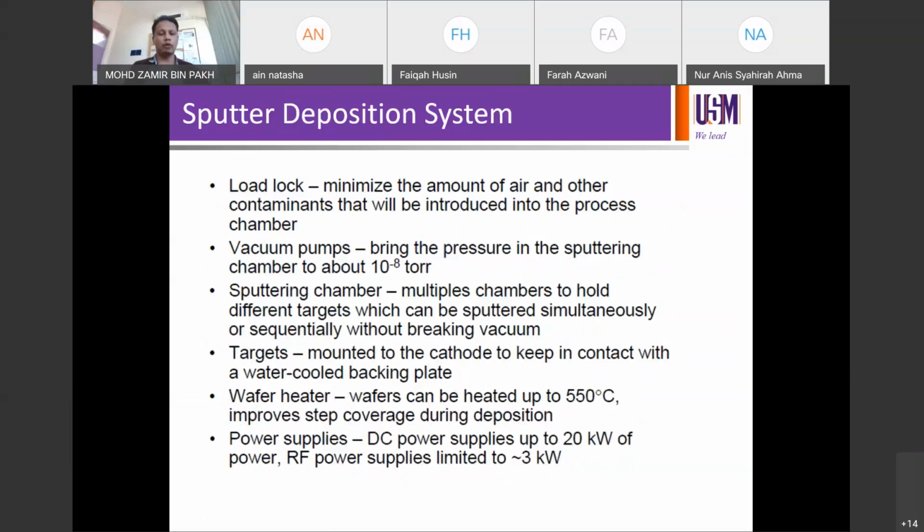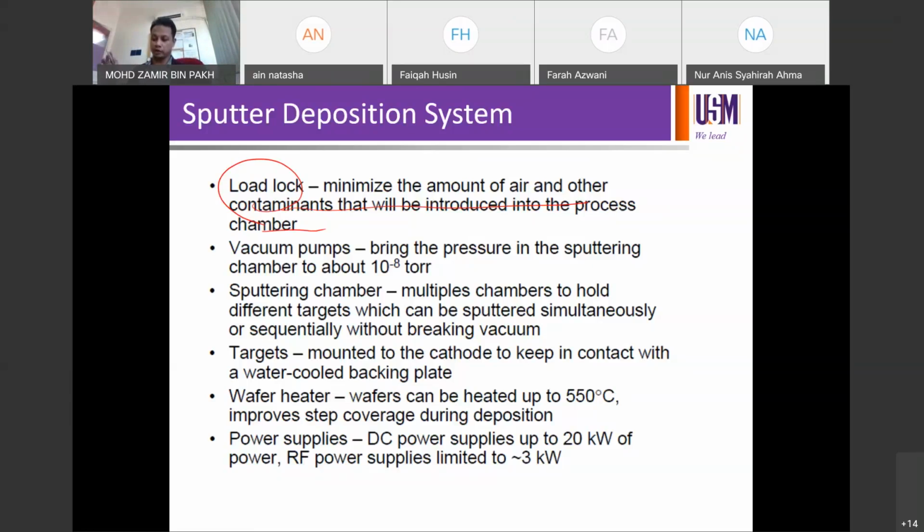We have a load lock. So we already discussed the load lock when we discussed evaporation, right? So minimize the amount of air and other contaminants that will be introduced into the process chamber. Normally the process chamber is isolated from the load lock. We don't want to vent the process chamber from 10^-5 to ambient repeatedly, because that will introduce more and more contaminants to the chamber.